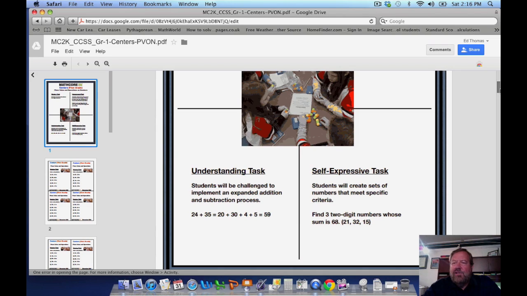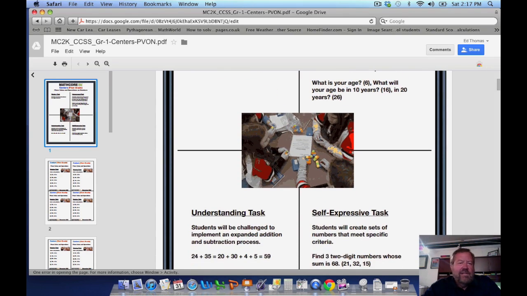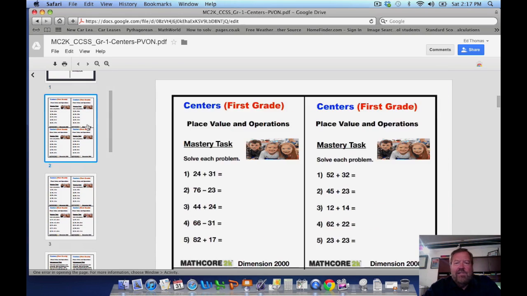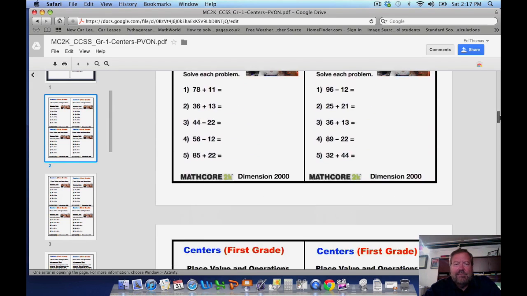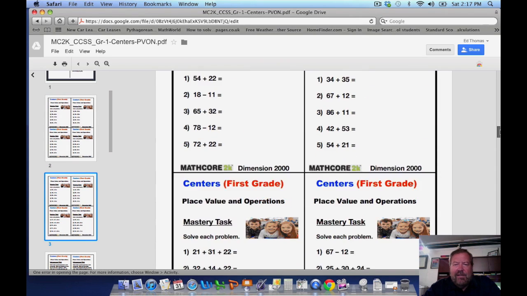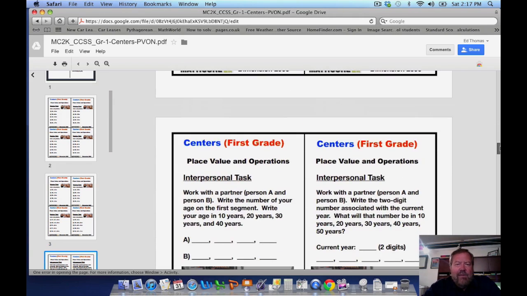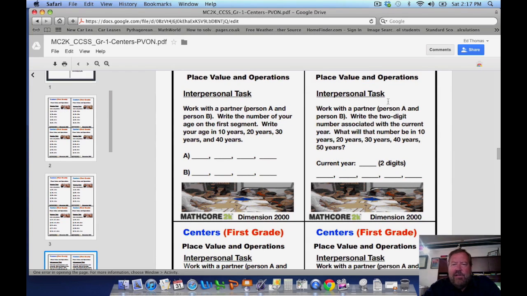So this first page shows a breakdown of the general ideas that we're going to be addressing with our centers activities. But now as you scroll and take a look at the pages that follow, these are the actual activities. For the mastery task, we have students adding and subtracting two-digit numbers, and these cards can easily be printed and cut so the students as they go to the centers can do different activities.